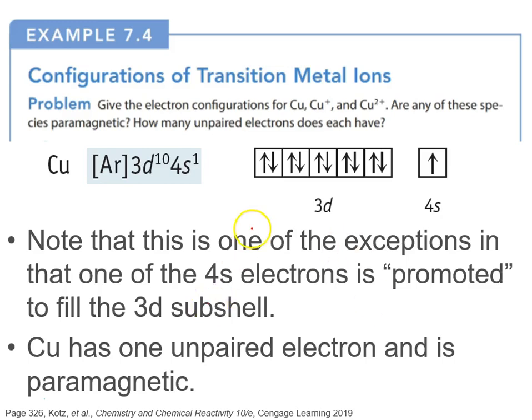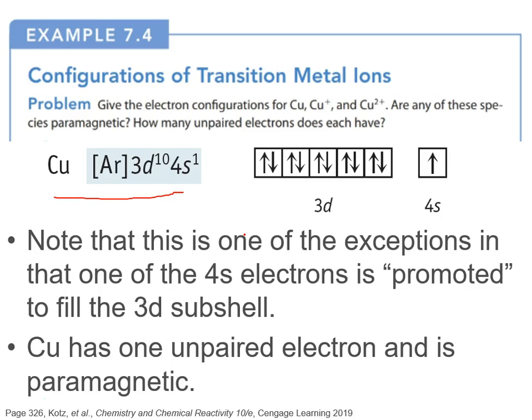So there's an example in our book that asks us to look at copper, copper plus, and copper 2 plus, and we need to use electron configurations and then draw these orbital box diagrams to answer this question. So here for copper, it's 3d10 4s1. This is one of those exceptions. If you were writing the electron configuration based on the periodic table, you might say 4s2 3d9.